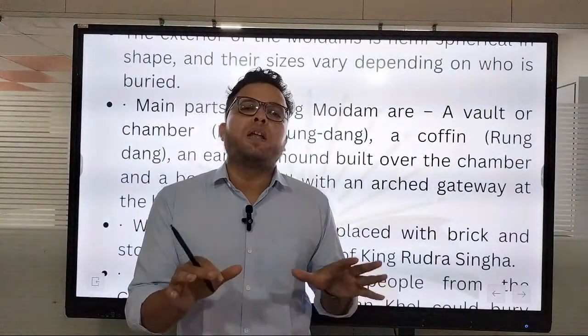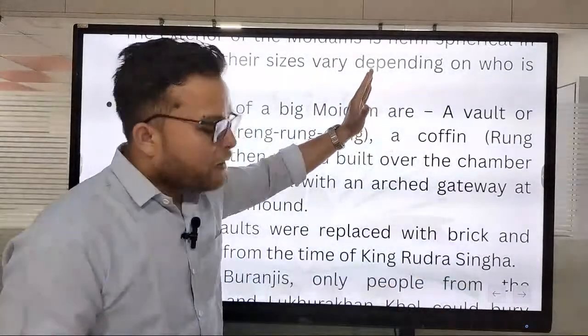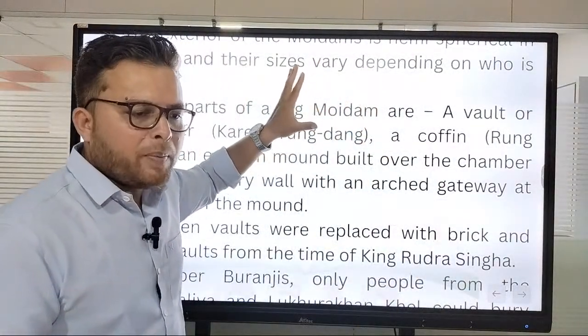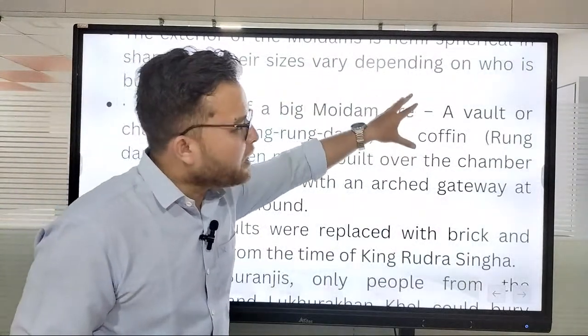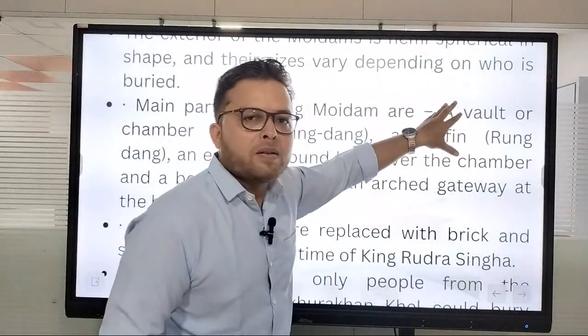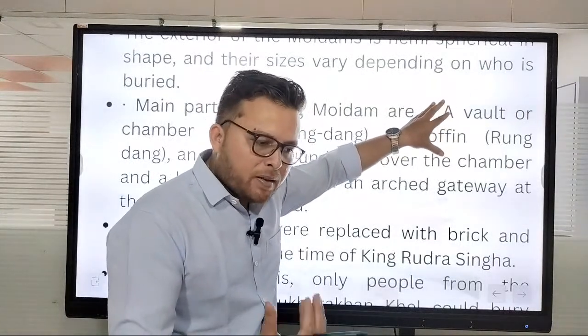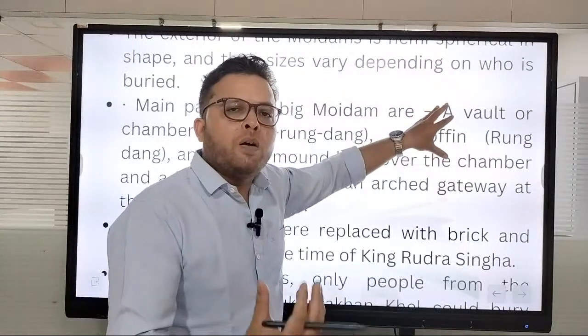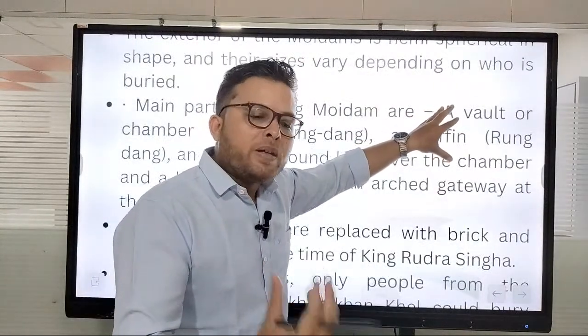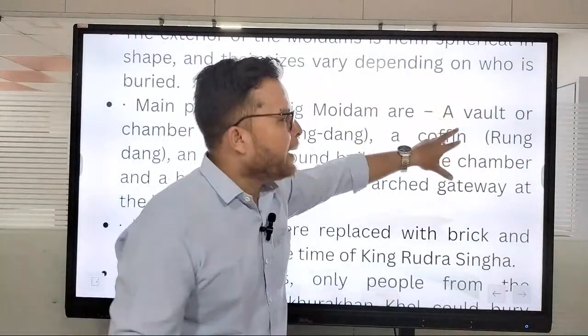The parts I'm going to talk about now are not present in each and every moidam, but they are essentially present in all the important and big moidams. First of all, a vault. What is the meaning of a vault? A vault means a chamber. This is that particular place in a moidam where the coffin which has the dead body inside it is being kept.